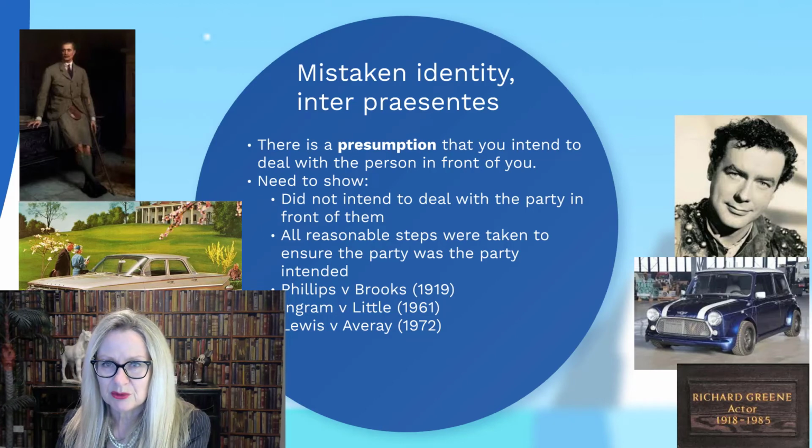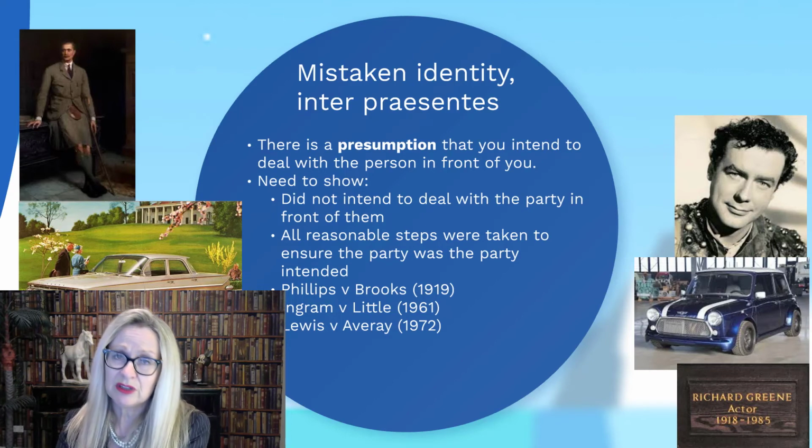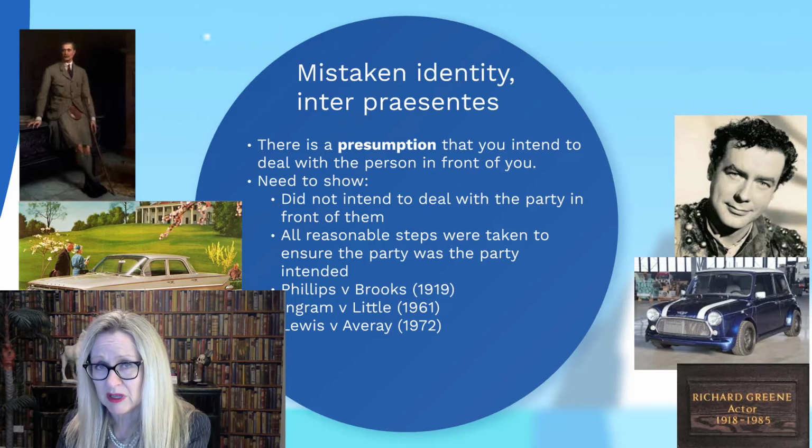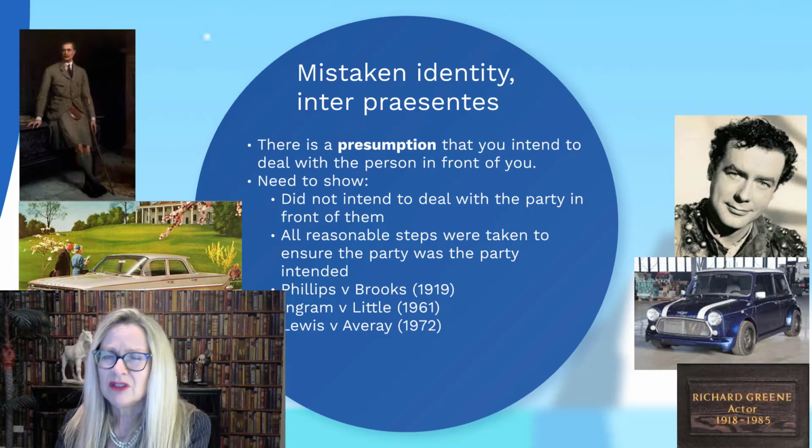For unilateral mistake of identity inter presentes, there is actually a presumption that you intend to deal with the person in front of you. So the law basically puts up a little roadblock here and says, you know what, it would just be too easy for parties to be able to back out of a contract and just plead, oh, sorry, unilateral mistake of identity. I actually thought I was dealing with A, but I ended up dealing with B. Please let me out of this contract. Not so simple. If, as I said before, the party's right in front of you, you have every opportunity to check their identity and to actually look after your own interests.